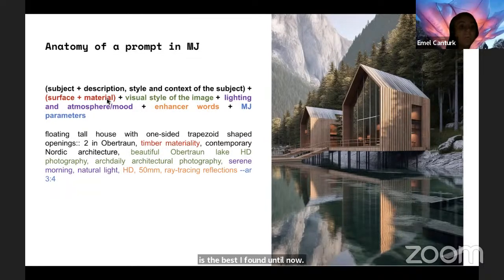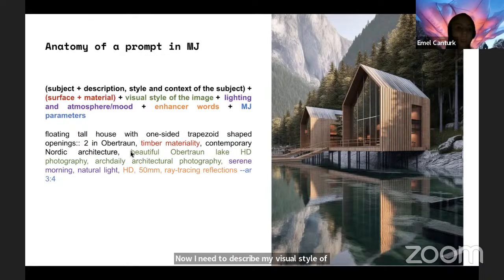Okay, then goes surface and material. For example, here I put it simple, like timber materiality, and then contemporary Nordic architecture. Yeah, also this is the style of the subject, so sometimes I mix those words between the sentences. And then the visual style of the image. Okay, now I have described my subject. Now I need to describe the visual style of the image.